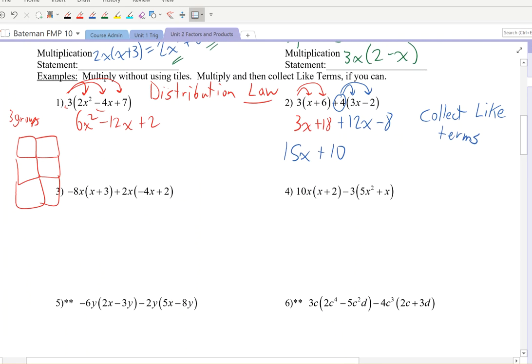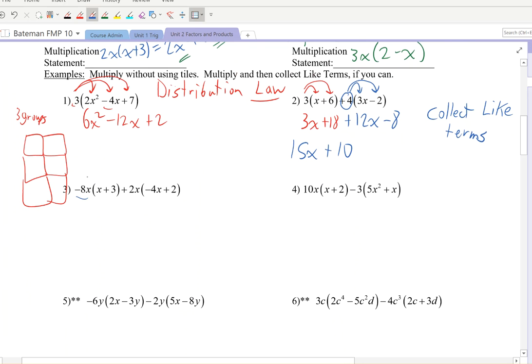Example number 3, negative 8x, multiply it in. You get negative 8 times 1, and x times x, giving you x squared. Negative 8 times 3 will be negative 24x. And for the next multiplication, it's plus 2x. You've got to make sure you include that plus sign. Times minus 4x gives you negative 8x. And 2x times plus 2 gives you plus 4x.